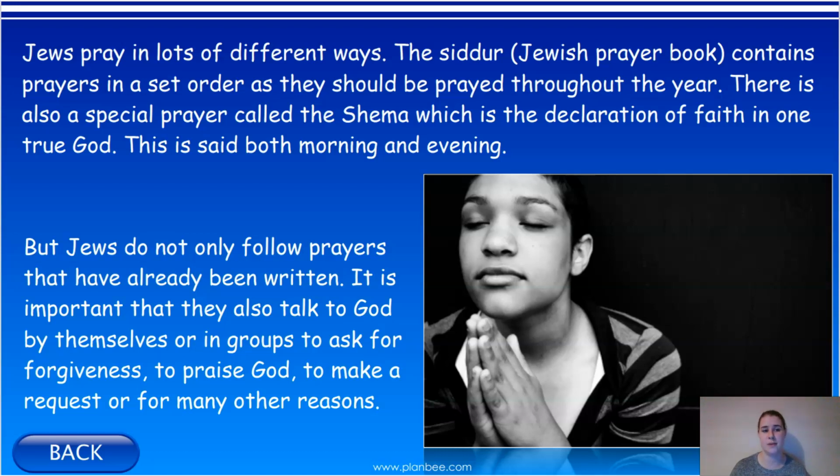Now, there is one very special prayer called the Shema. This prayer is a declaration of faith in one true God. This is one prayer that they say daily, but twice. The prayer is said in the morning and the evening.